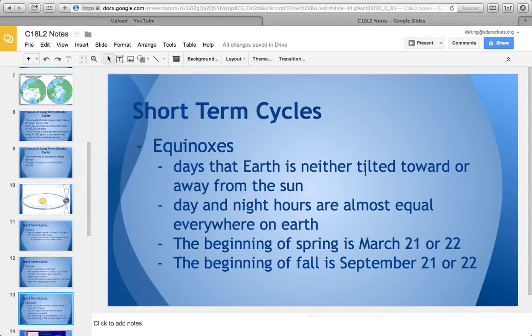Equinoxes, equa meaning equal in this case. Days that the Earth is neither tilted toward or away from the sun. The day and the night hours are almost equal. That's where equinox and equal come in. Everywhere on Earth, the day and the night are almost equal. It should be about 12 hours a day, 12 hours a night. The beginning of spring is March 21st to 22nd. The beginning of fall is September 21st to 22nd.